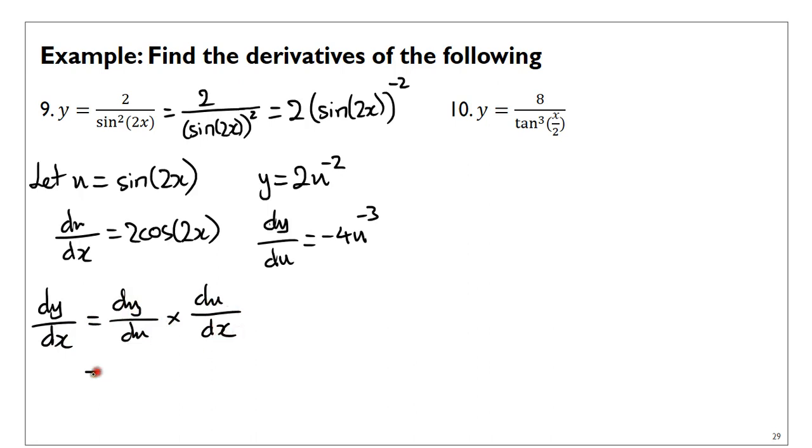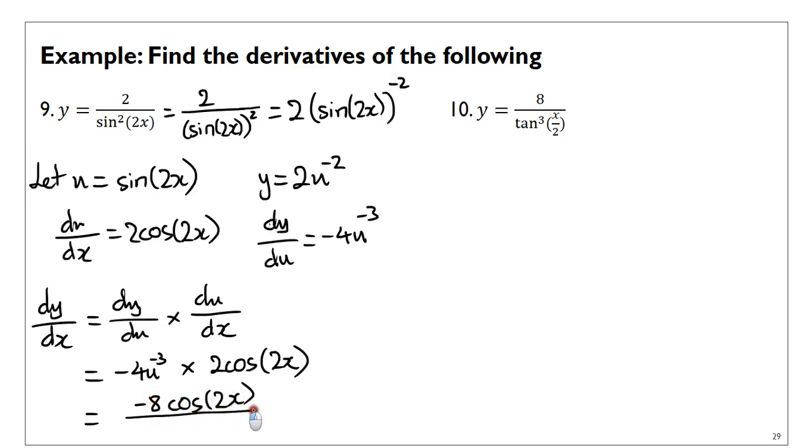So dy du is that. So -4 u to the power of -3 times 2 cos 2x. And last but not least, I have to replace u with x. And I think I'm just going to put u down to the denominator just because I don't want to use a lot of brackets. And also I'm going to simplify the -4 and the 2 to -8. So -8 cos 2x over sin cubed of 2x. Okay, so that's the derivative of 9.